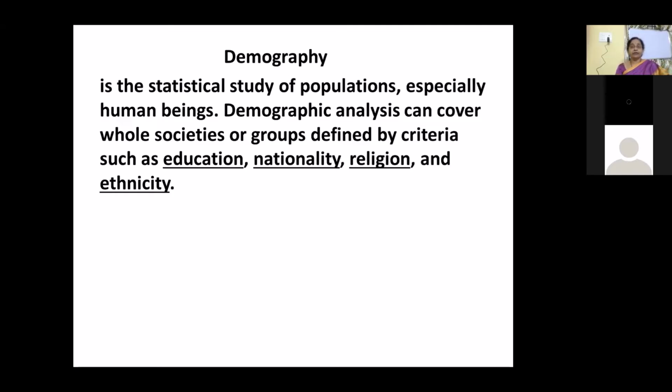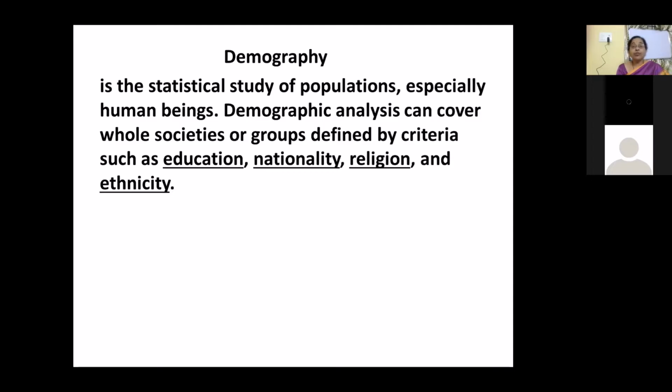Then, demography. So what is demography? Demography is the statistical study of populations, especially human beings. Demographic analysis can cover whole societies or groups defined by criteria such as education, nationality, religion, and ethnicity. So this again will be a short question. What is demography? It is a statistical study. A statistical study always concerns numbers. So you have to use numbers, gather data, collect data, and then analyze the data to reach a consequence or a solution or a kind of thesis.